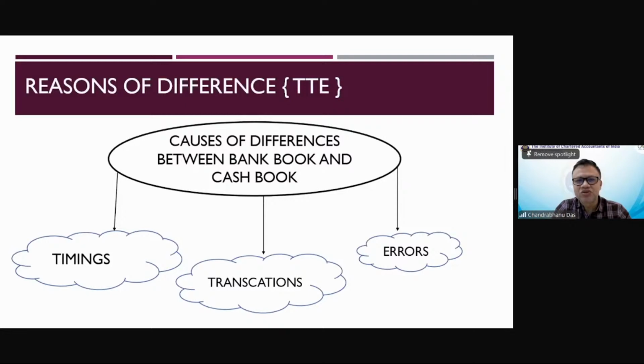When you remember it, just remember it by the word triple T, T, E. So whenever there is a reason for difference, T, T, E. Whenever your bank book is not matching with the cash book, your passbook is not matching with the bank column of the cash book, just find out which of T1, T2 and E it is. So how to deal with the T1 difference, the T2 difference, and the E difference.